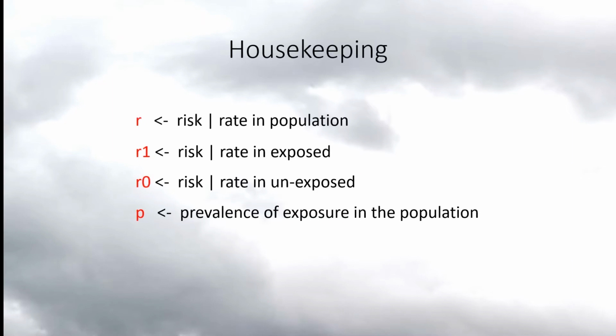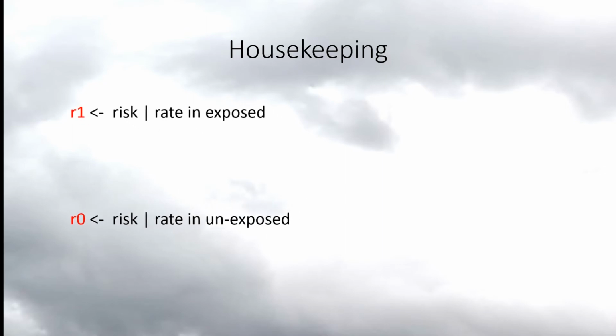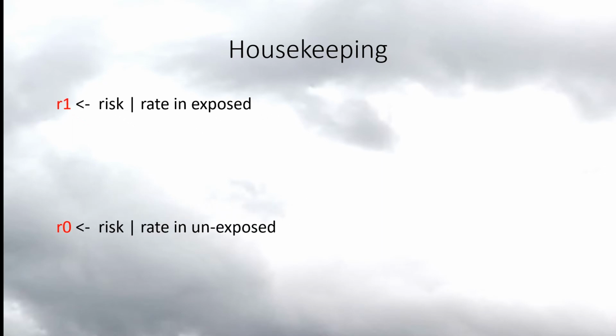Now then, the housekeeping. R is risk or rate in population. R1, risk or rate in the exposed. R0, risk or rate in the unexposed or non-exposed. P is prevalence. Pretty simple. I'd like you to take special note of the R1 and R0. Now, R1 and R0 does not indicate any increase or decrease in risk or rate of the outcome.